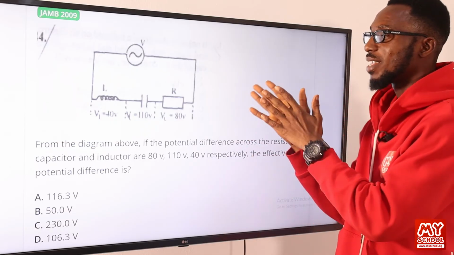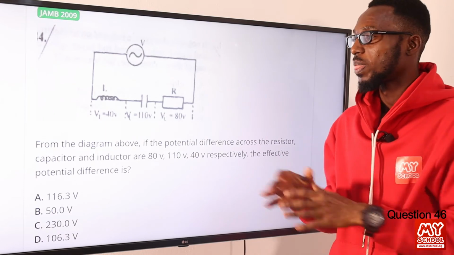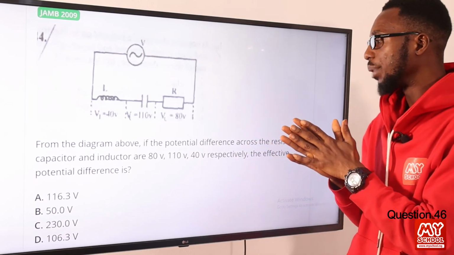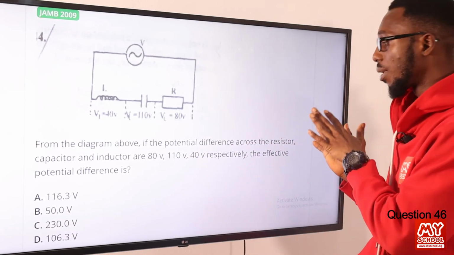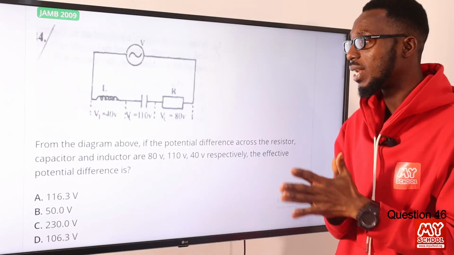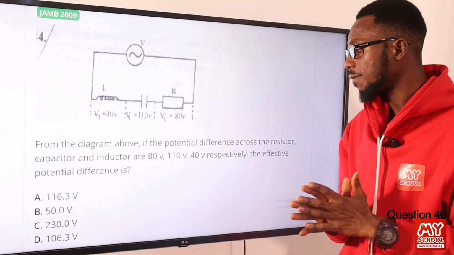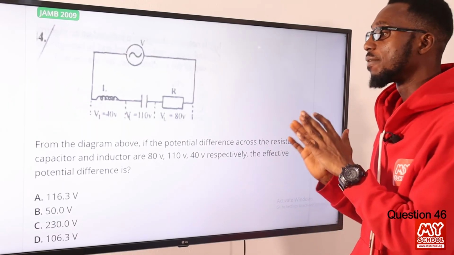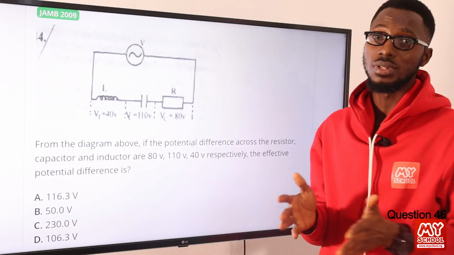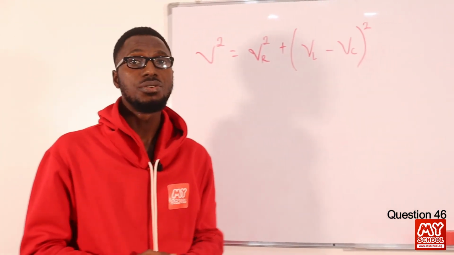All right, so let's move to question 46. From the diagram above, the potential difference across the resistor, capacitor and inductor are 80 volts, 110 volts, 40 volts respectively. So the effective potential difference, or I can say the effective voltage, is what? This is the formula that we are going to use.